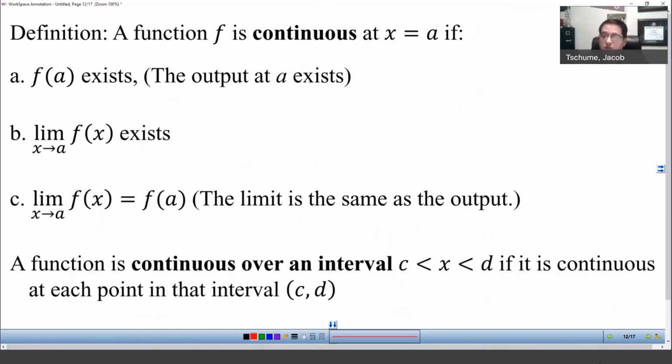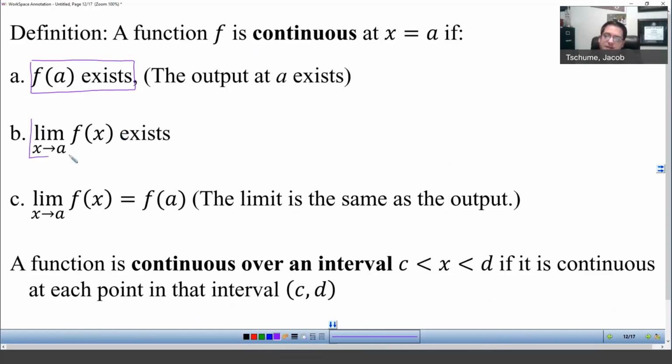So now if you have the graph, it's great. But what if you don't have the graph and you need a way to check if something is continuous at a certain point? So big definition here. A function f is continuous at a specific x value a if the following three things are true. If you can find f of a to exist, which means can you plug a into the original function and get an answer? If so, part A is good.